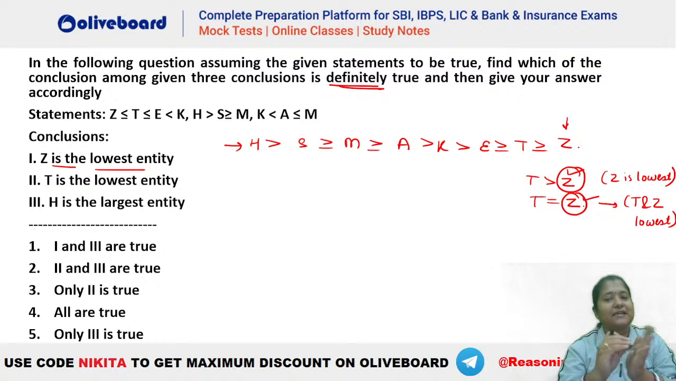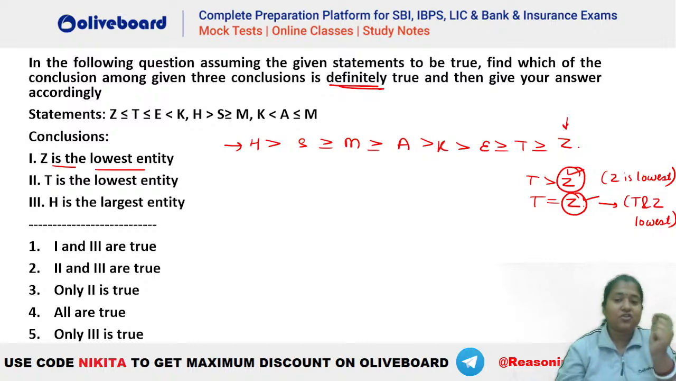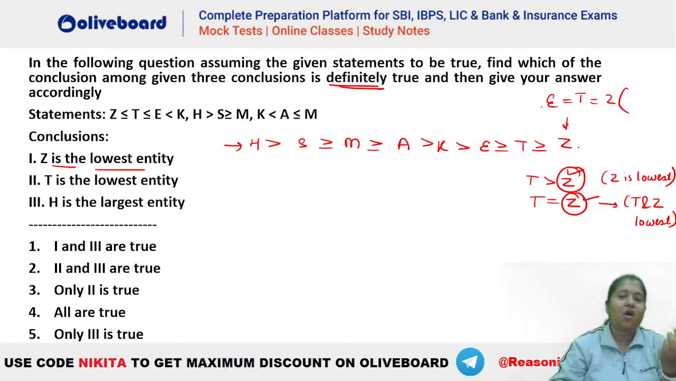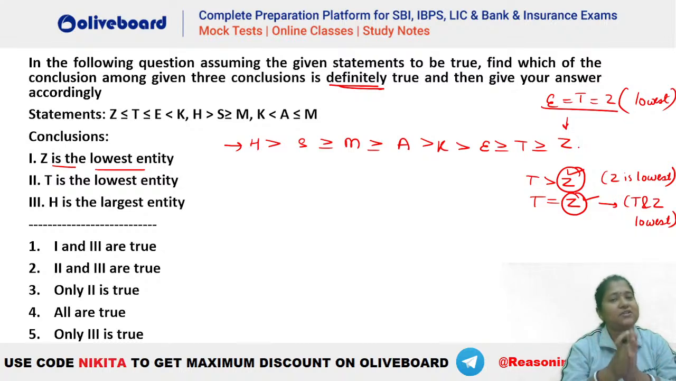Even if we say that E is equal to T is equal to Z, then we will have E is equal to T is equal to Z being the lowest, isn't it? So in that scenario also we can have one more possibility where E is equal to T is equal to Z. In this 3, all 3 will be the lowest. And all of them will be the lowest here. So you can see in either of the situations, Z is the lowest is absolutely right.